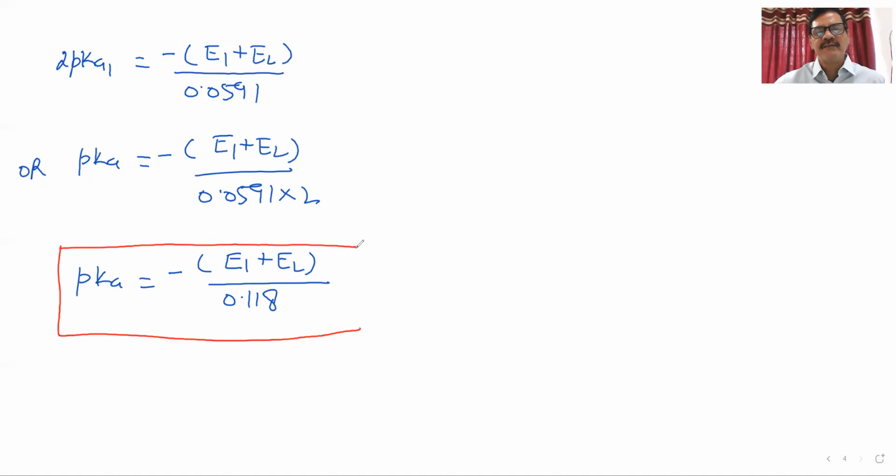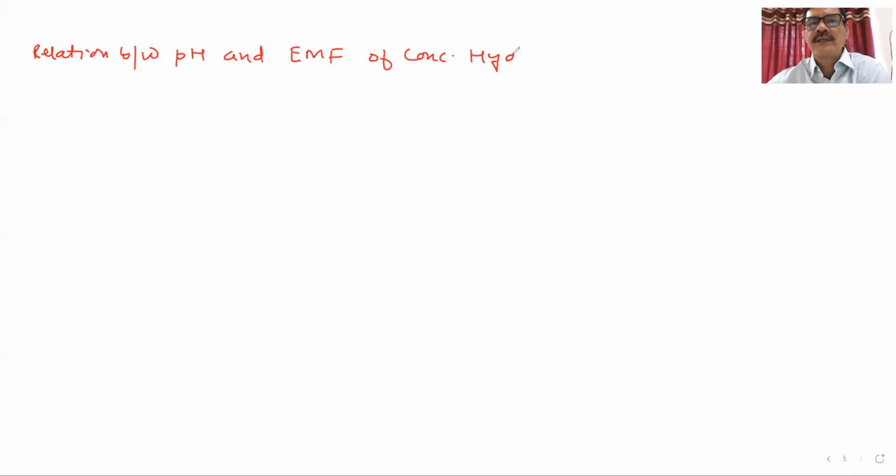So in that way, we can determine the pH, whatever type of acid solution is given, that will be basically a hydrogen electrode. So again, we can see for the concentration hydrogen electrode, that is the relation between pH and EMF of the concentration hydrogen cell.